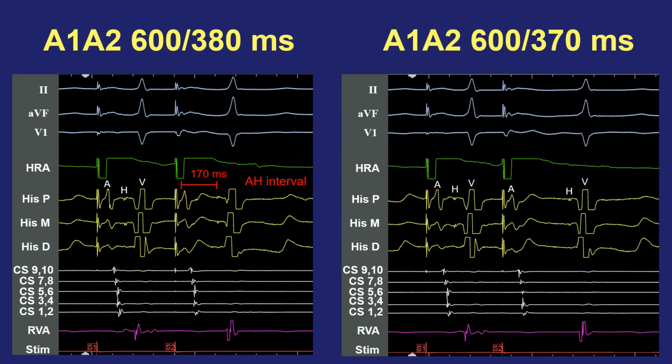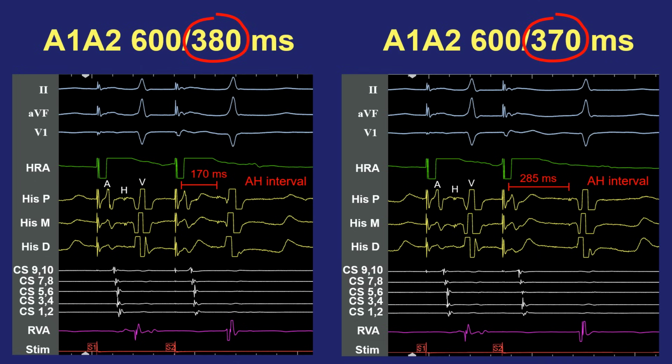Here's the 600 370 millisecond scenario, and I've labeled again the AH and V on the last S1 beat and on this S2 beat that's now just slightly earlier. And look what happened here to the AH interval. Did we jump out 50 milliseconds? Way more than that. Here the AH interval went from 170 to 285 milliseconds. And again, that was only with a 10 millisecond difference in that A2 interval.